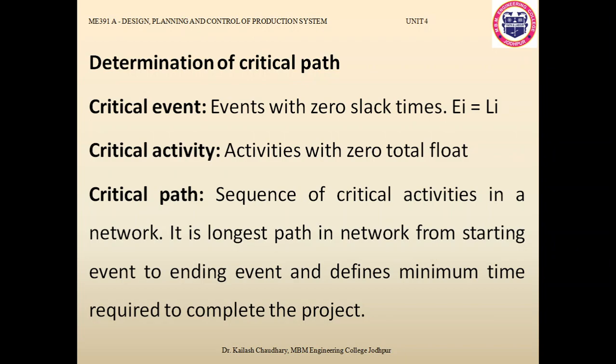So it is the longest path in the network from starting event to ending event, and defines the minimum time required to complete the project. So ultimately, using this network modeling, you get a critical path, the path that requires minimum time. So ultimately it takes less cost to complete the project. Using different parameters for a particular problem, you calculate these timings, you calculate the difference between these timings, then you can decide which one is your critical path to complete the project.